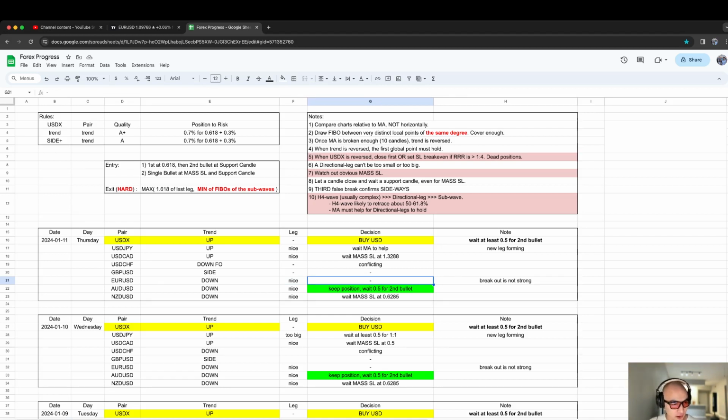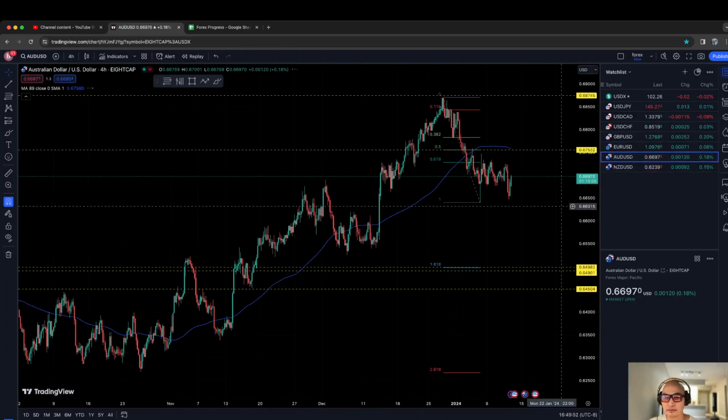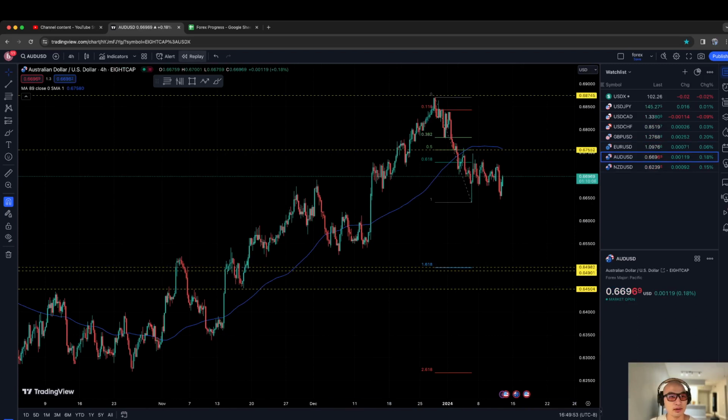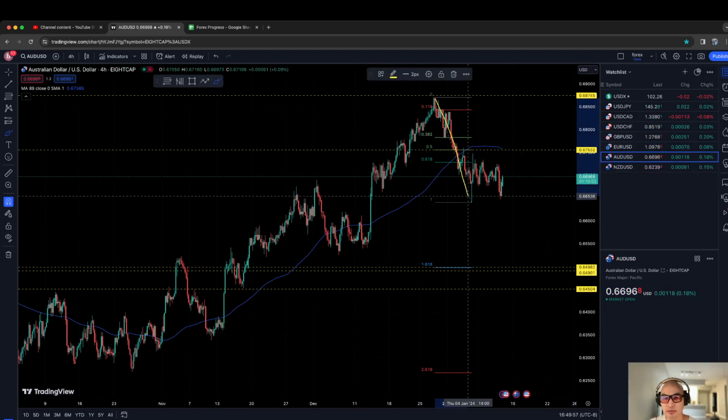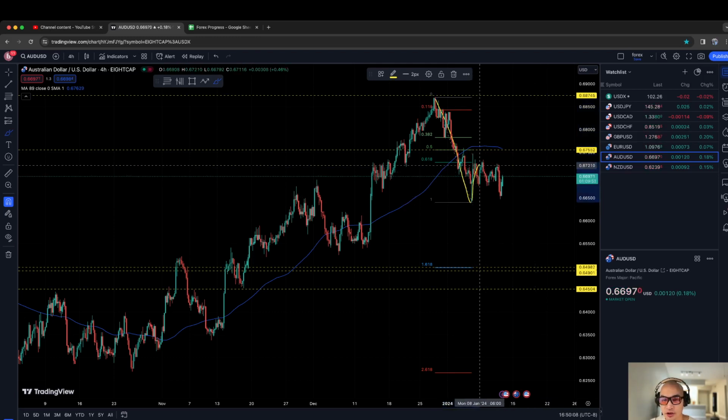Let's analyze the Australian dollar USD, Aussie. So we have the first leg down here. Nice. The market has broken out of the moving averages very nicely. There's a decent downtrend. The market retraced into the first Fibonacci level, 0.61.